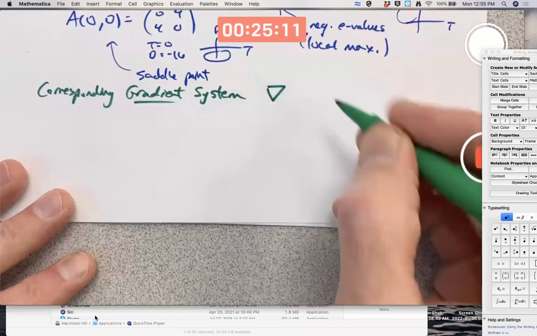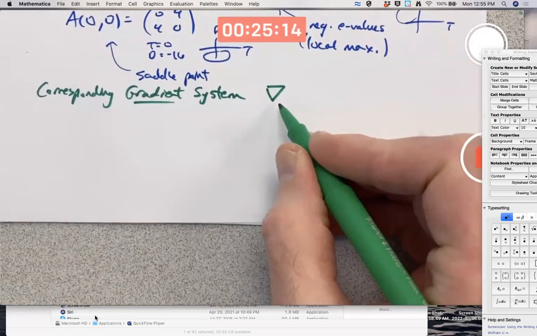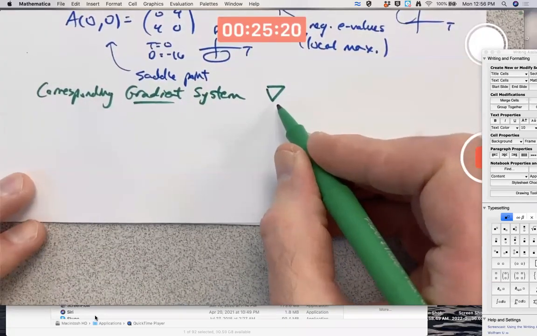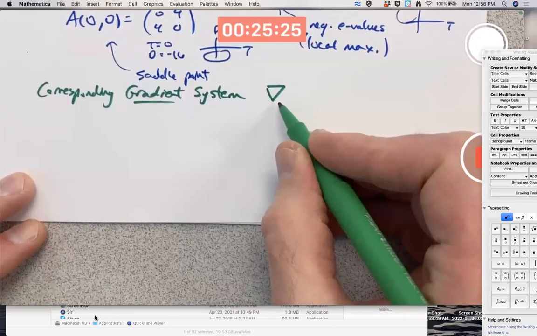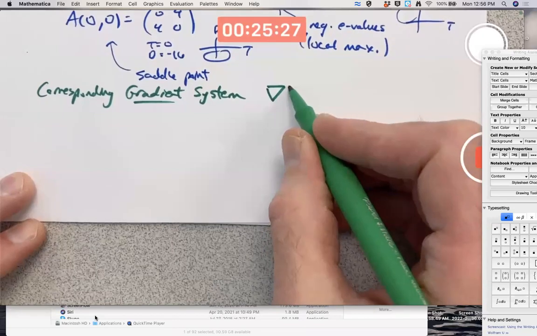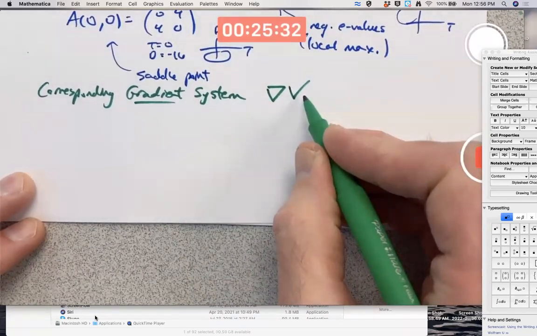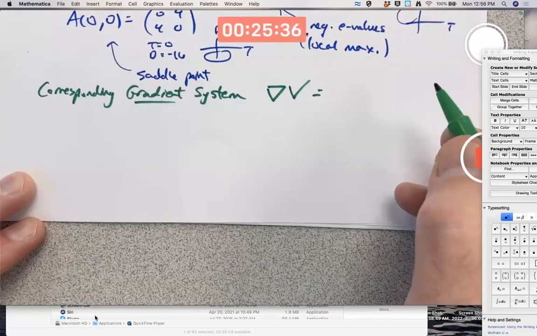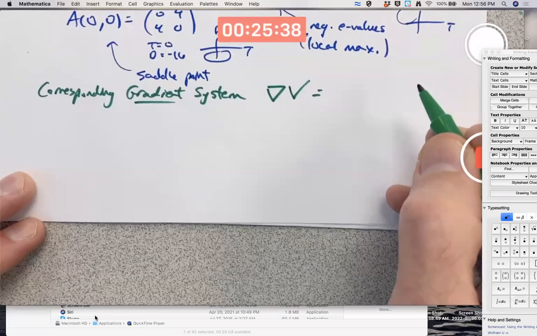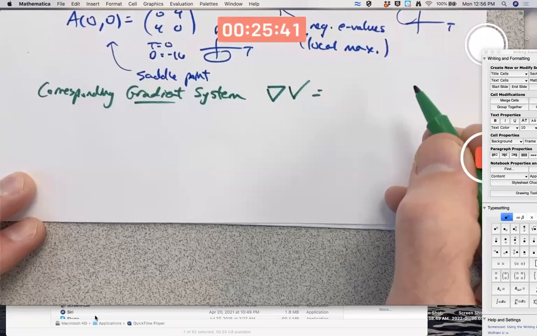Upside down delta. Okay, is that a triangle or is it an upside down delta? Think of it as an upside down delta. Technically, it's called a nabla because it's like a harp. That doesn't look like a harp, does it? That's called the gradient vector of the function V. What is it? It's a vector whose components are the partial derivatives of V with respect to x and with respect to y.